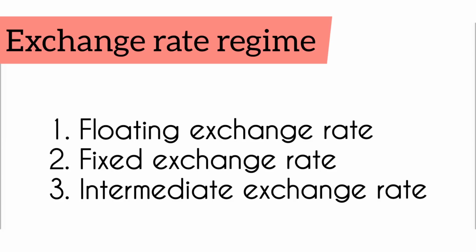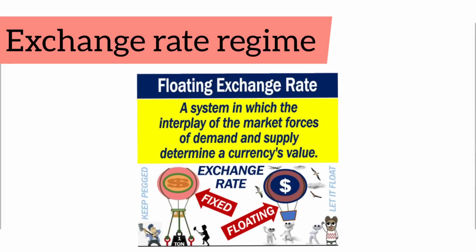Next we are going to talk about the exchange rate regime. Okay, so exchange rate regimes are of three kinds. One is floating exchange rate, second is fixed exchange rate, third is intermediate exchange rate. So what is floating exchange rate? Floating exchange rate, here they say that the exchange rate should be determined by the market forces of demand and supply itself. Let it have a free play. So the value of the exchange rate of any country's currency is market determined. Depending on the market forces, the exchange rate is determined.